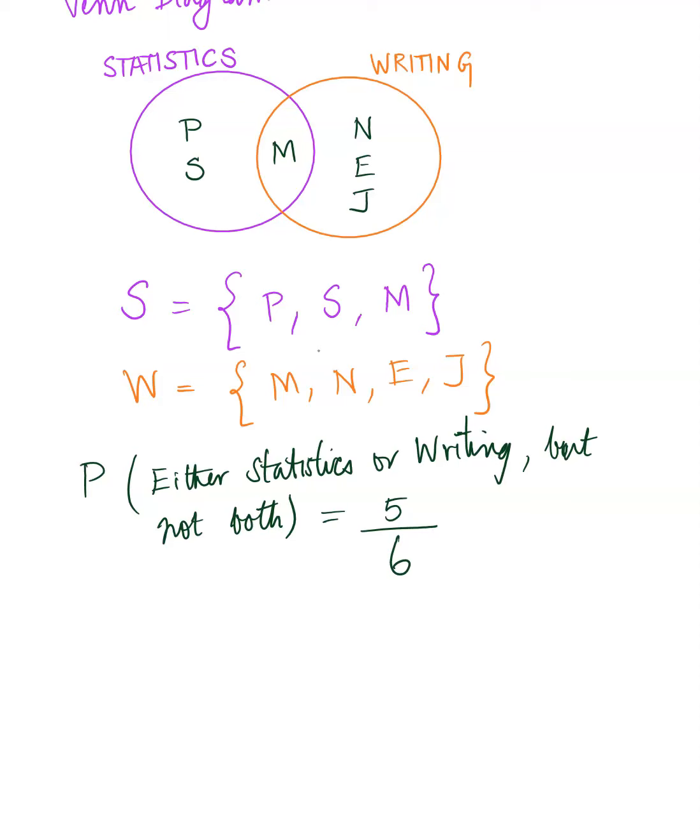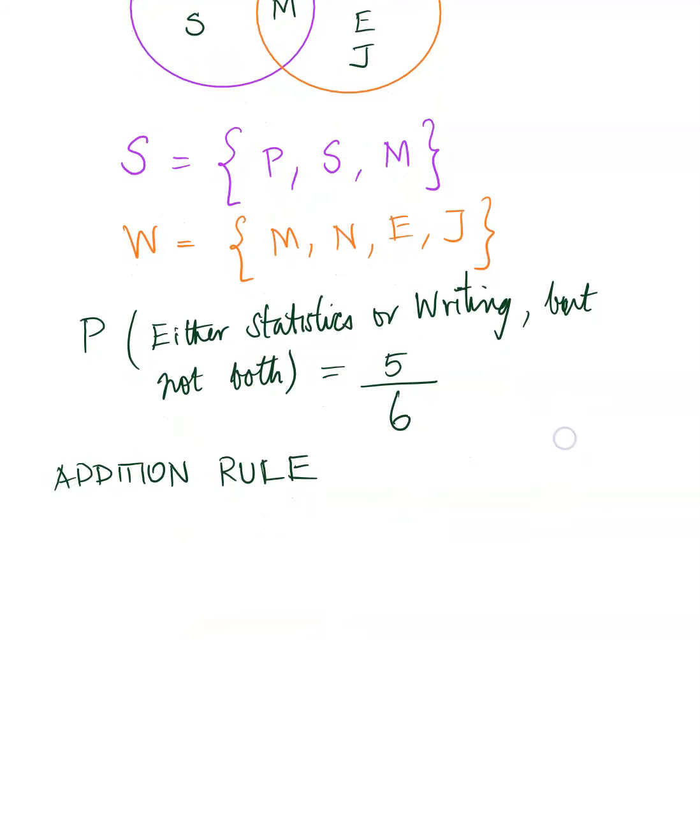So well, there is a formula that we can use to handle these questions. Okay, so what happens is we use the addition rule, which says probability of A or B. Remember we did this? A or B?